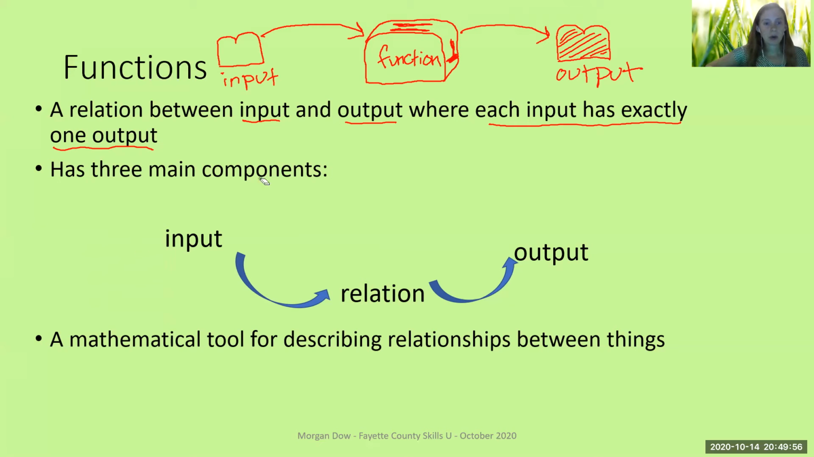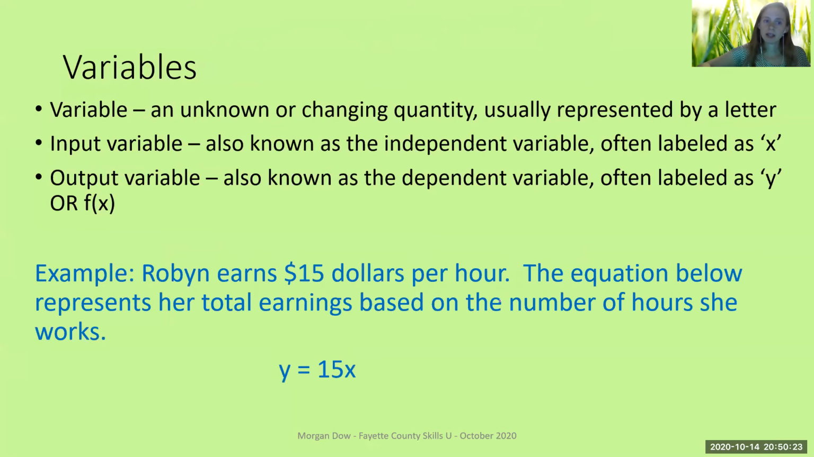So that means that our function really has 3 main components to it. We have the input, then we have the actual function or the action that we're taking, so what we are doing to transform the input, and then we have the output or what comes out at the end. So let's look at some examples of this.